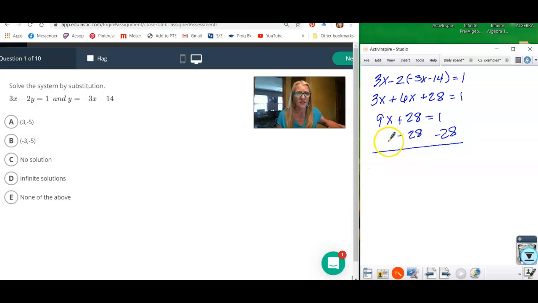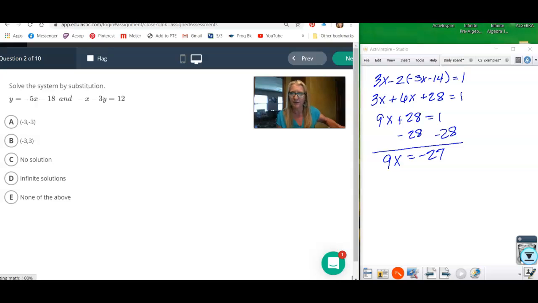And have I done this right so far? 3x plus 6x would be 9x, plus 28, subtract 28 from both sides. Yeah, okay, no, that's right. I always doubt myself. 9x is equal to negative 27. From here, it's pretty straightforward to solve for x. I think we all know what it is. But then you would have to also find out what y is, okay? So since it's a quiz, I'm not going to do the whole thing for you. That would make it too easy.